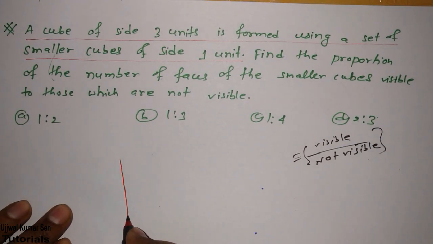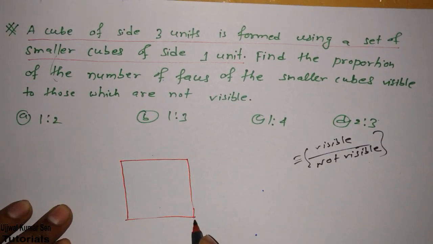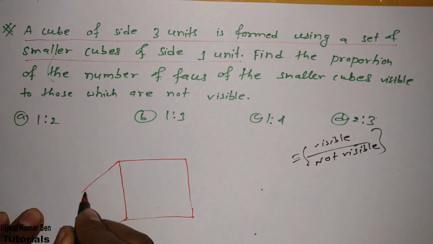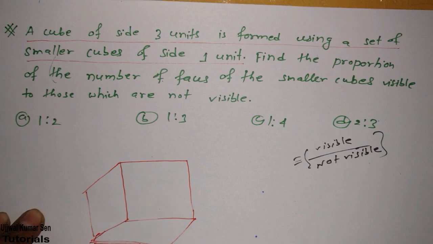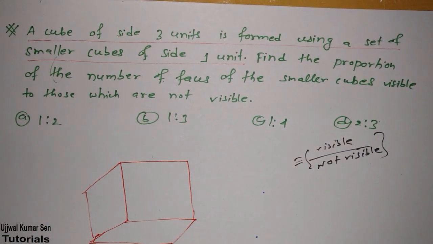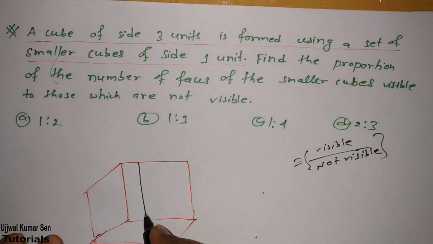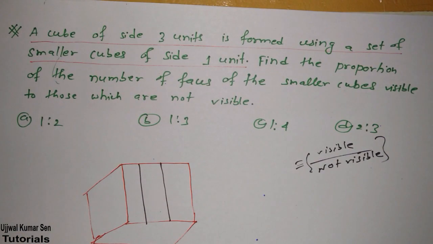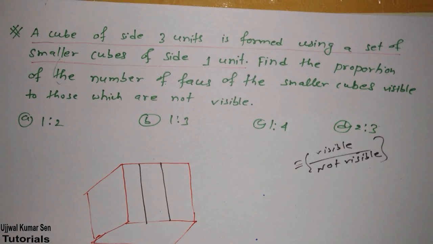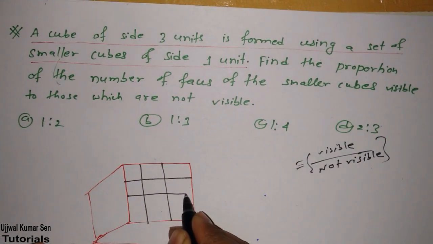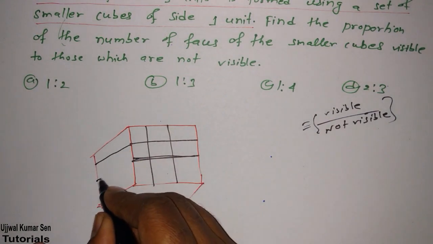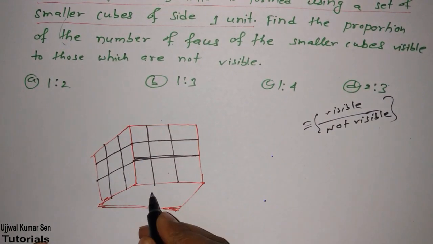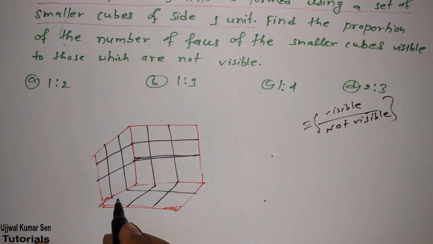So first of all, draw a cube, right? We have a cube here. Suppose that this is a cube. So in this cube, what they said, they have said we have 3 units, 1, 2 and 3, and using a set of smaller cubes of side 1 unit. That means they are saying us to do this. This is 1 unit and this is 3 units. So this thing will happen with all sides. So in a cube we have 6 sides.